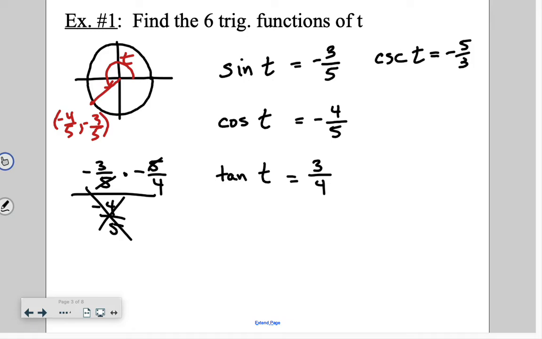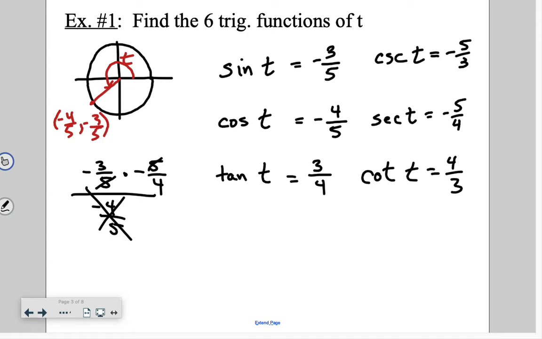Okay? So, secant of t is the reciprocal of cosine. So all we have to do is take negative 5/4. And cotangent is just the reciprocal of tangent. So all we have to do is take 4/3. Like I said before, all 6 of these answers came from which two? Sine and cosine. Once you had sine and cosine, you use those to get the rest of these answers.